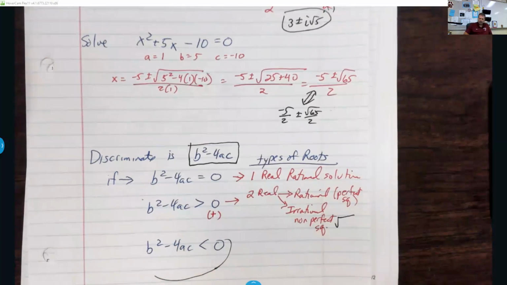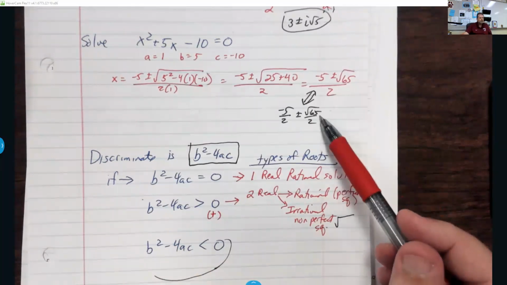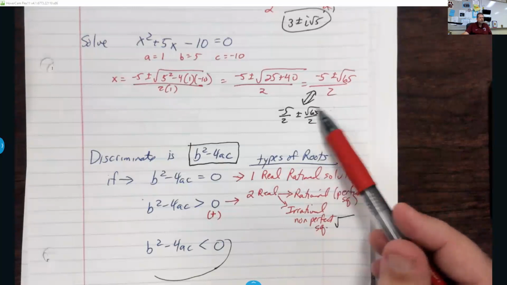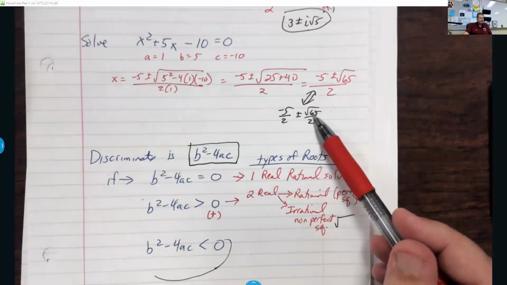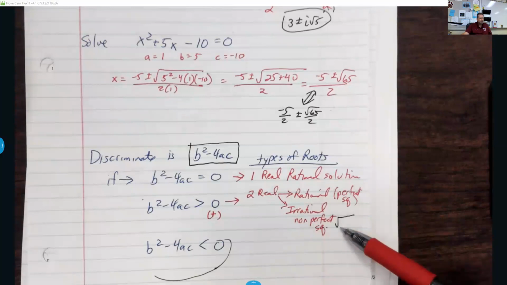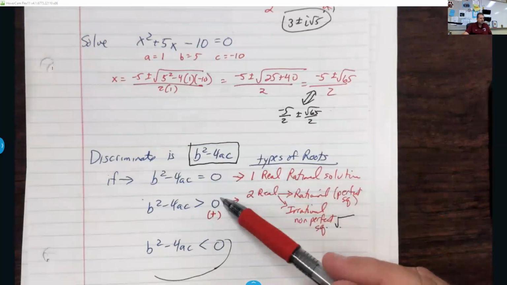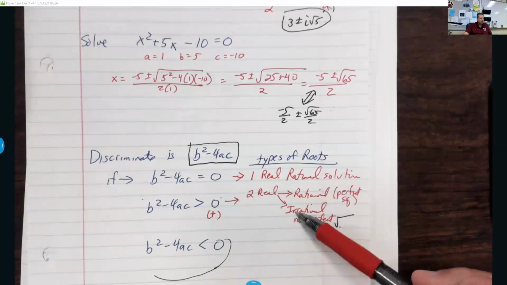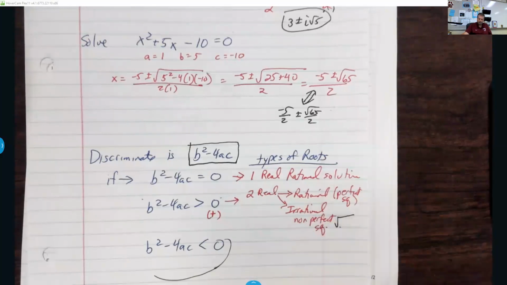Now, where did we have one of those? Well, the one above had a square root in it. Well, this one here, the 65. This is a square root of 65. 65 is not a perfect square, so that's why I got 2 irrational solutions, because that 65 was bigger than 0 and not perfect, so they're irrational. So you have a square root.